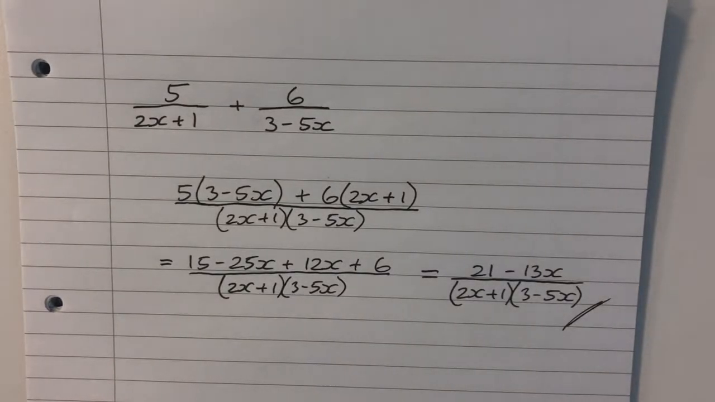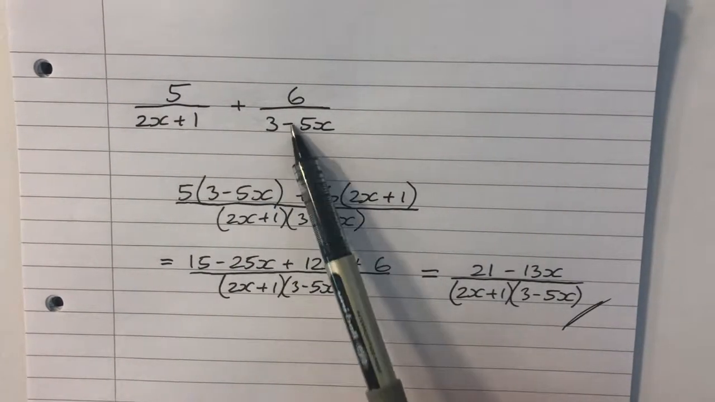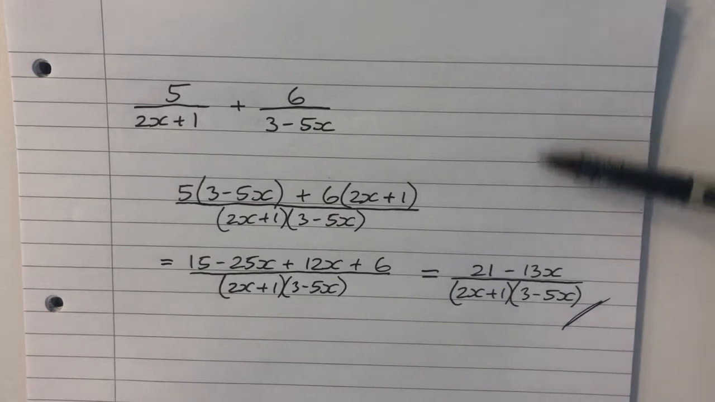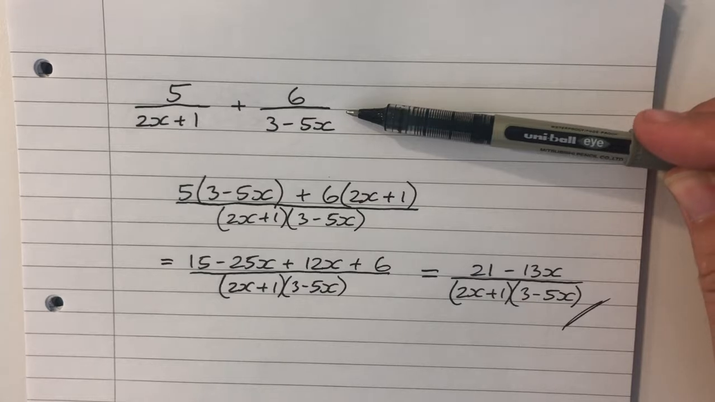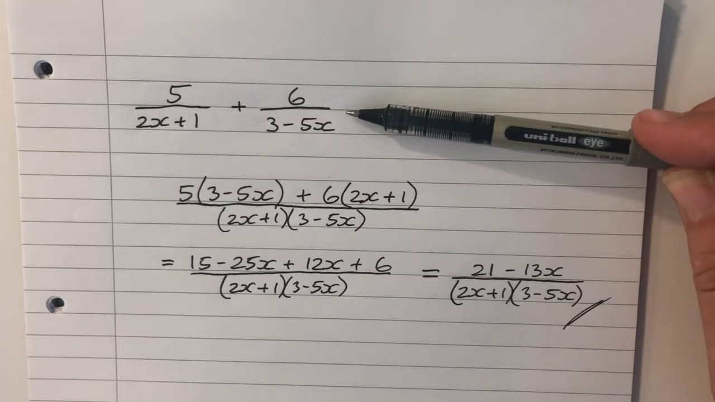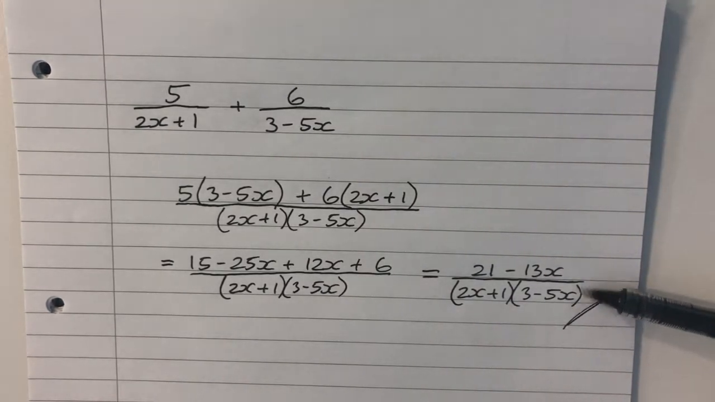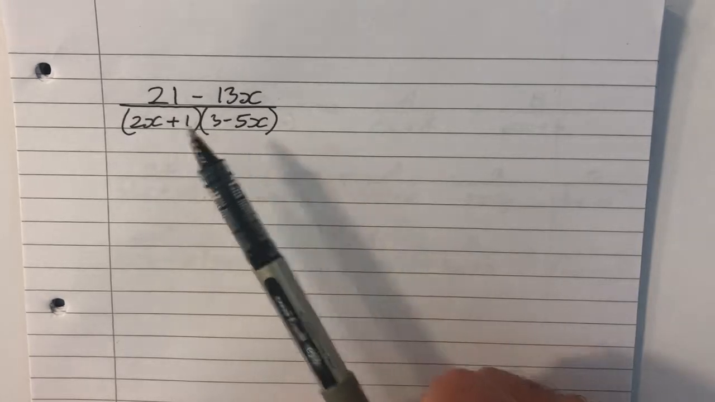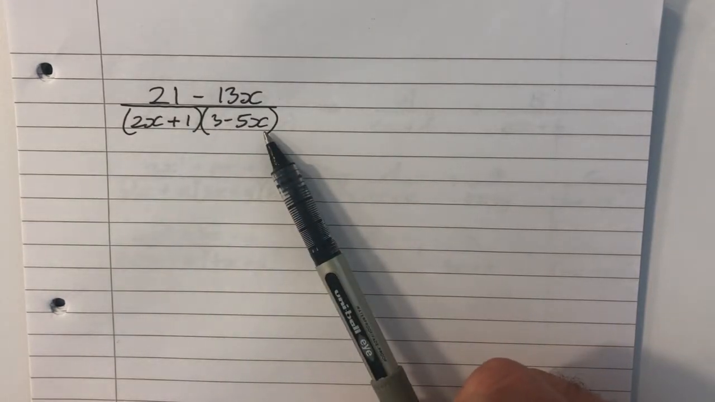In my previous video, we talked about combining these two fractions together to give this single fraction, and now we're going to reverse that process to go back to the two separate fractions, often necessary for integration. So we're going to start with this fraction here. So we've got 21 minus 13x divided by 2x plus 1 times 3x minus 5.